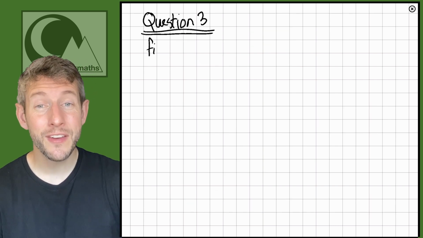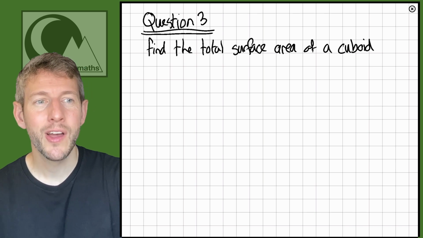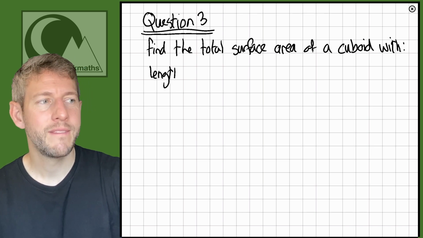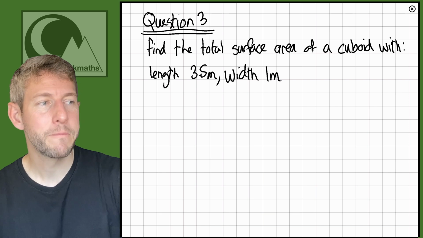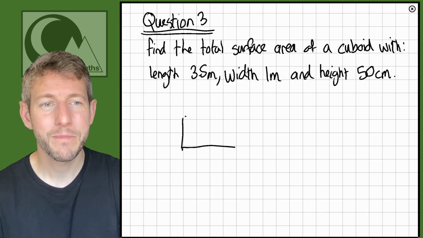Right, okay. This next question, question 3, says find the total surface area of a cuboid with length 3.5 metres, width 1 metre, and height 50 centimetres.